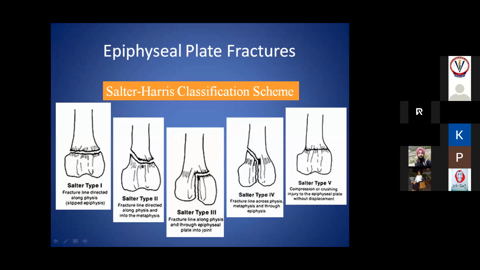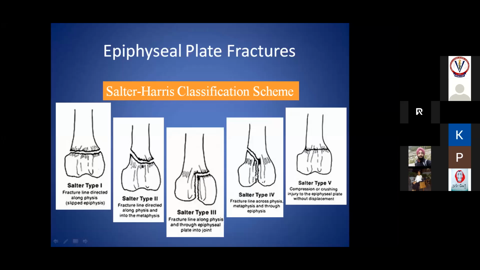And if the fracture line is traveling along the physis, but it is also involving the metaphysis, the direction here is going towards the metaphysis, so we classify it as type 2. And if the fracture line is traveling along the physis and it is going towards the condylar area, towards the epiphysis, then we classify it as type 3.